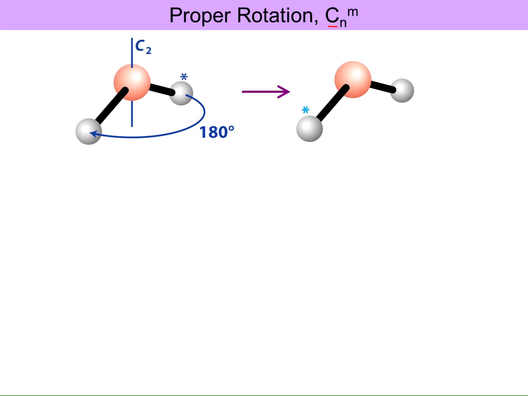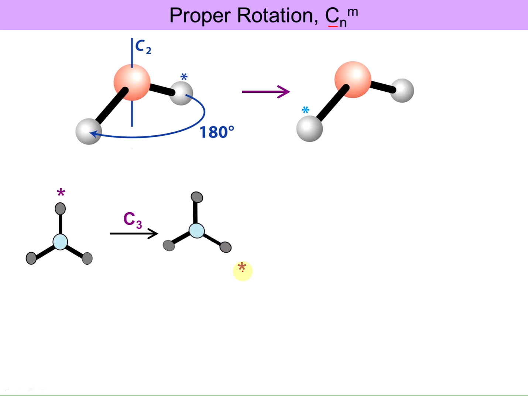So this point that was at the back, this hydrogen atom that was in the back, now moves to the front. So here we have an object that has a C3 rotation axis. So if I do the C3 and I rotate this molecule, so I'm rotating by 120 degrees, the point that was at the top has now moved to the bottom right.